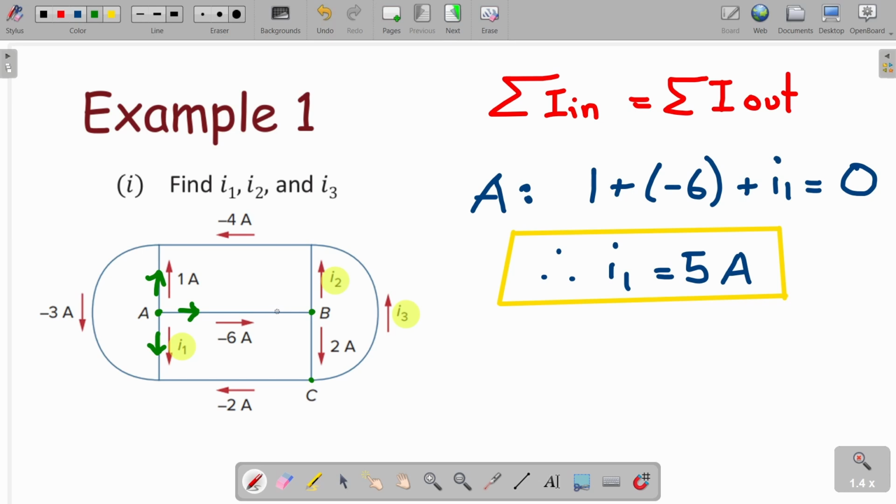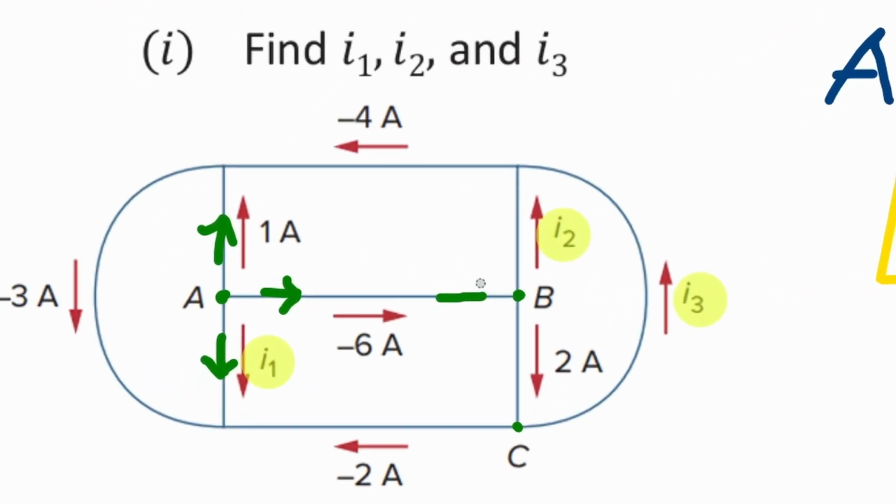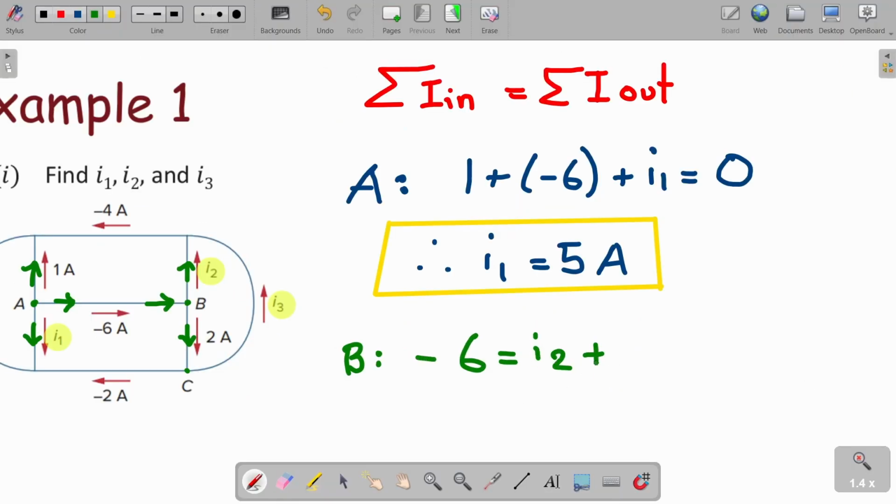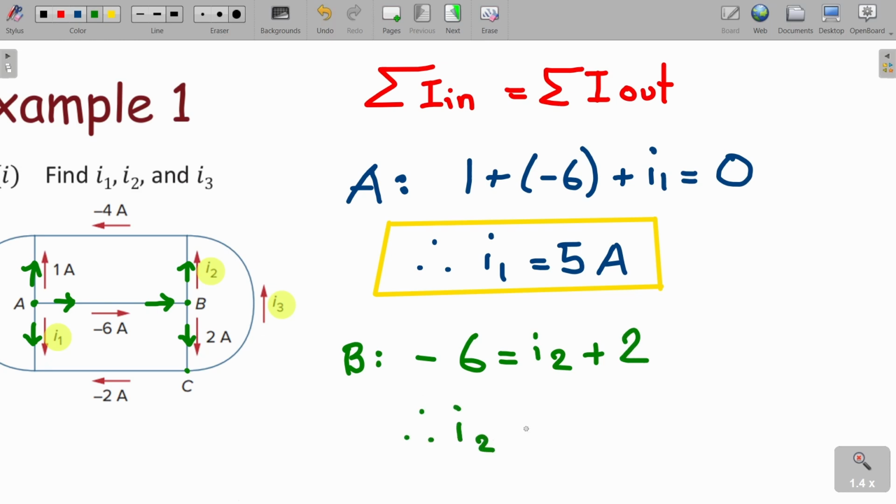Let's look at junction B. Here, minus 6 ampere is the only current entering the junction, and I2 and 2 ampere are leaving the junction. So we can write minus 6 equals I2 plus 2. So we get I2 equals minus 8.